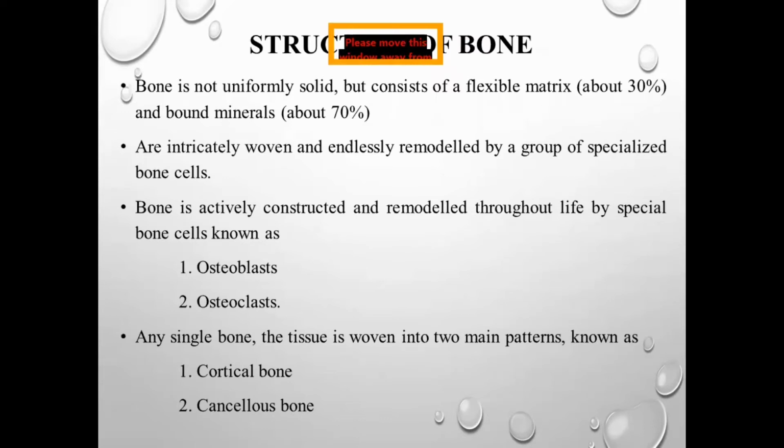In any single bone, the tissue is woven into two main patterns known as cortical bone and cancellous bone. So in a single bone itself, there are going to be two different types of bone. I will show the diagram. When you take the LS of the bone, you can find the matrix is a spongy-like structure. That bone we call cancellous bone, and the outer thick covering on the border or surface of the bone is called the cortical bone.